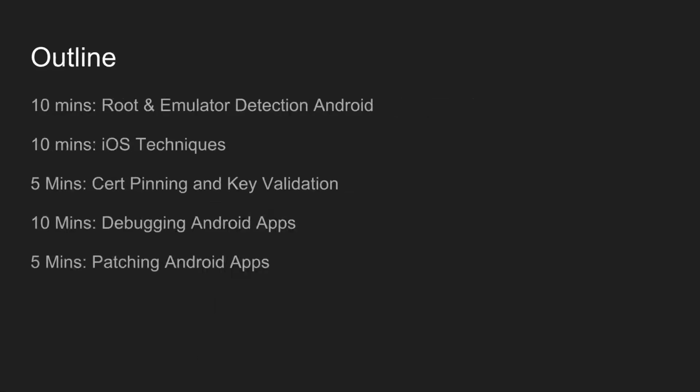So in terms of the outline, we'll spend a good chunk on the root and emulator detection on Android. Then we'll dive into some of the iOS techniques. We'll go into cert pinning and key validation. It's a little Android heavily focused, but the same techniques apply to iOS that you'll see in the previous section. Then we're going to go through some debugging Android apps and spend a little bit of time on some basic patching examples to reinforce some of these skill sets.